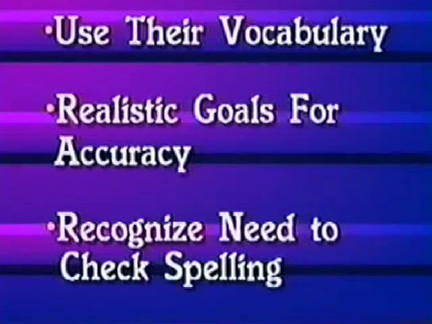In our previous discussion, we gave you some parameters for what spelling instruction should include. Essentially, spelling instruction should use the student's vocabulary to build an understanding of redundant language patterns, provide realistic goals for accuracy, and help students recognize their need to check their spelling so that the chances to communicate clearly improve.